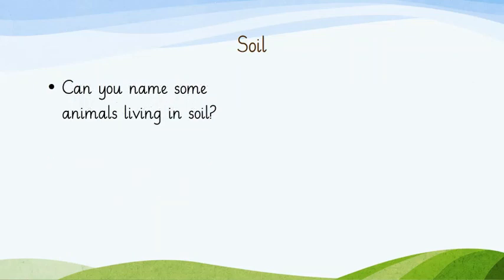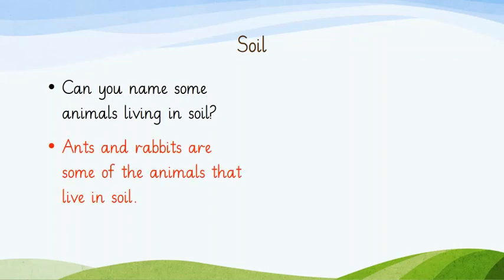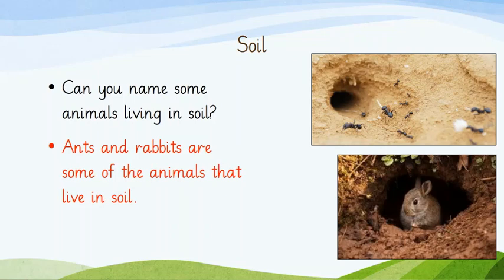Can you name some animals that live in the soil? Ants and rabbits are some of the animals that live in the soil. That is how they make their homes in the soil and they live underground. So soil not only supports the plants, it also provides home to many of the animals.